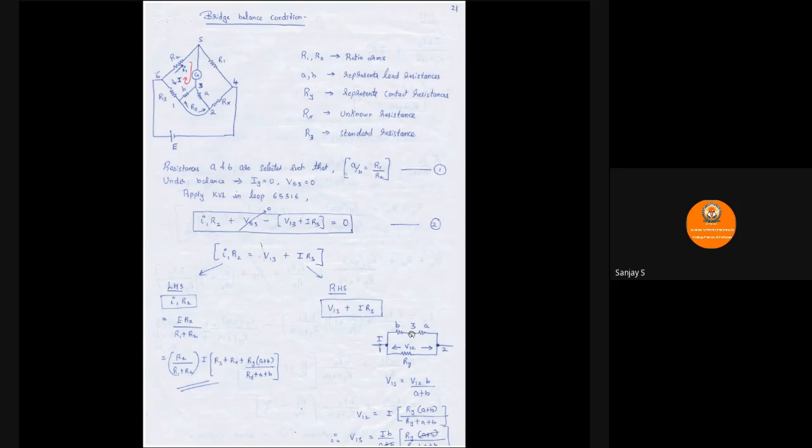So once you have the expression for V13, you can also write the expression for V12. V12 will be equal to current multiplied by the equivalent resistance. The equivalent resistance is nothing but the parallel combination of A plus B and Ry. So Ry into (A plus B) by (Ry plus A plus B) multiplied by current will give you V12. This V12 I am going to substitute in the expression that we have written for V13.